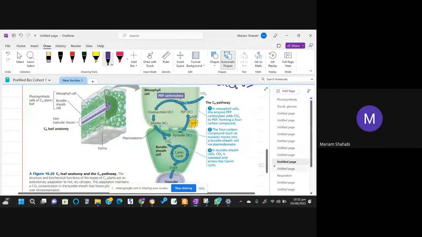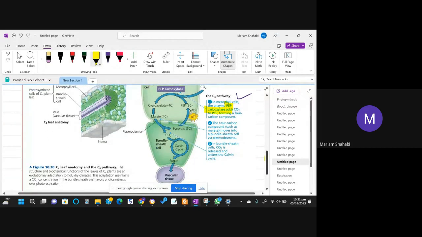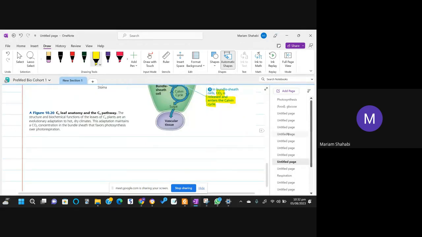So this is like more details of the C4 pathway. You have an enzyme called PEP carboxylase phosphoenol pyruvate. Remember that. Moves into bundle sheath cells. CO2 is released and enters the Calvin cycle. Okay. Just make sure you learn their examples.